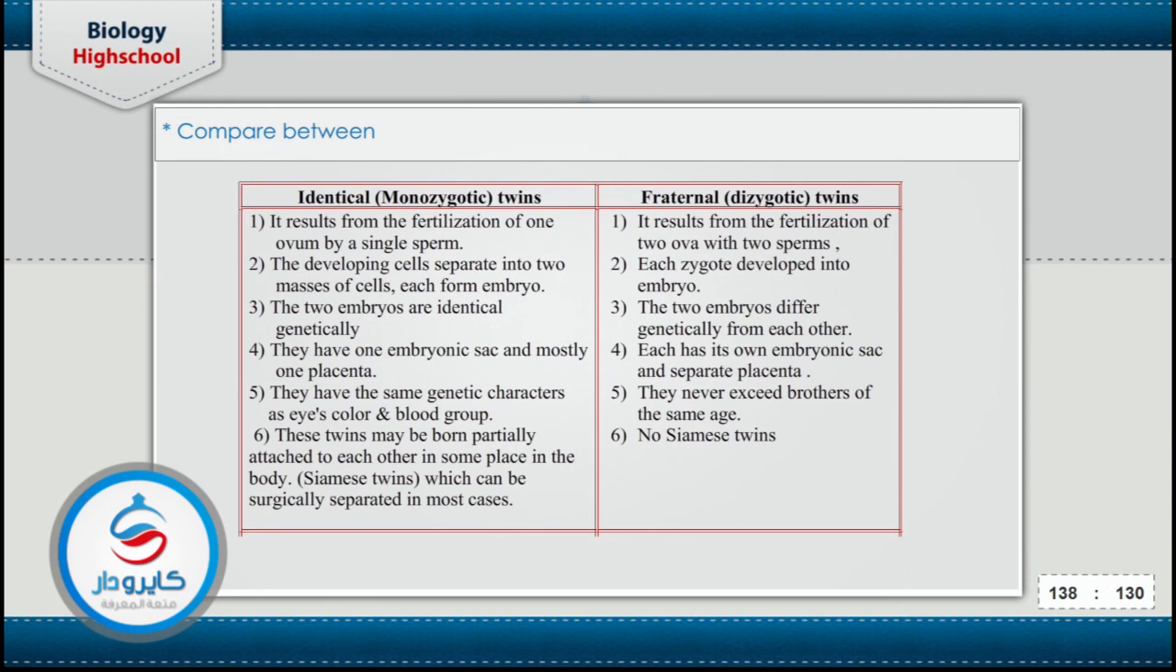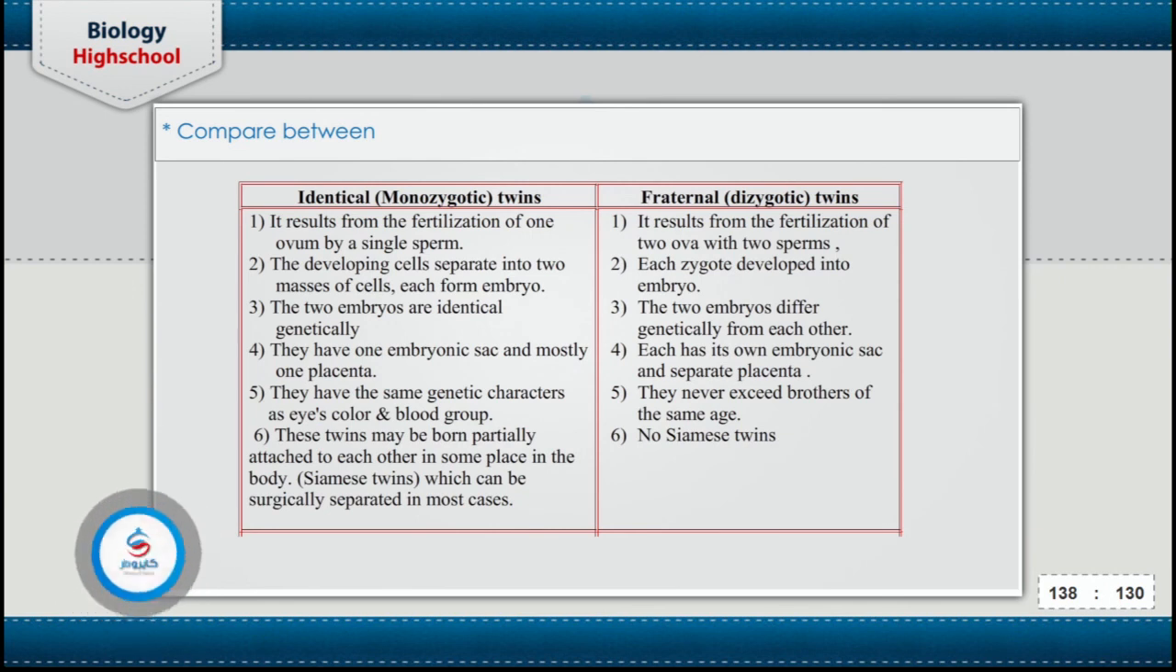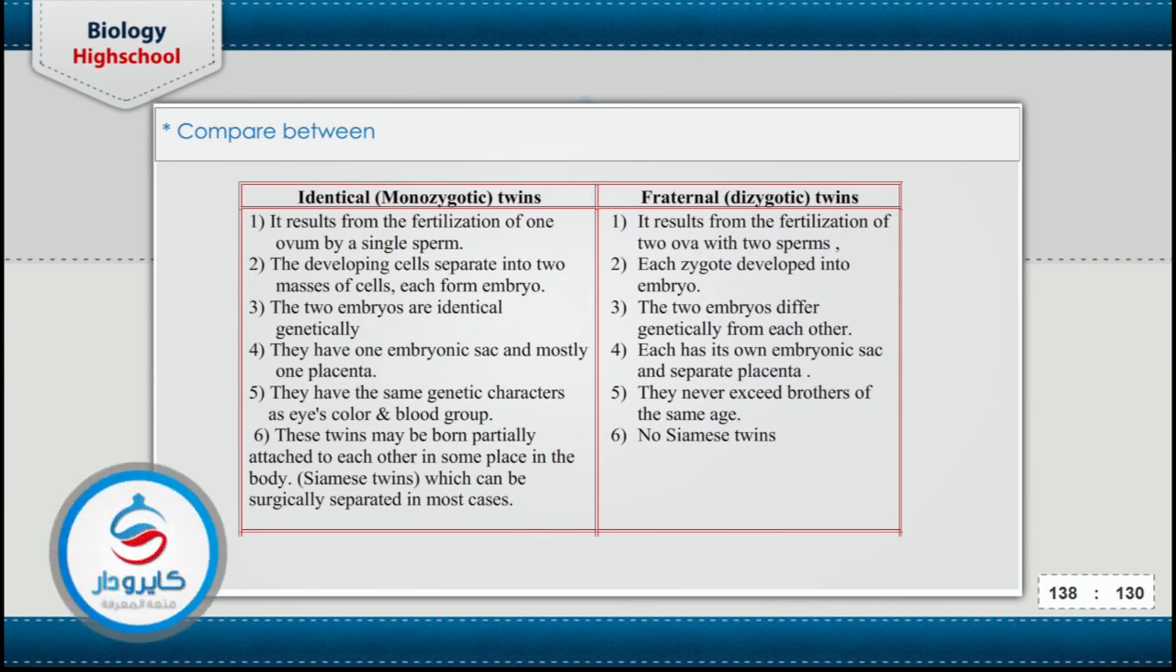طبعا هنا ال two embryos are identical genetically علشان هي كانت one ovum one sperm، لكن هنا دول genetically different to each other. دايما نلاقي ان الايدنتيكال has one ممكن يبقى one embryo sac او two embryo sac لكن the same placenta، لكن التاني الفراترنال with two placenta and two embryo sacs. الايدنتيكال twins they have the same genetic characters، كل الكاركترز بقى الاي كلر والسكين كلر والبلاد جروبس وكده، لكن التاني هيبقوا different ممكن يبقوا similar او different in certain characters.